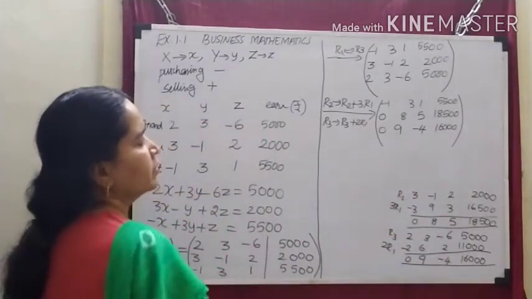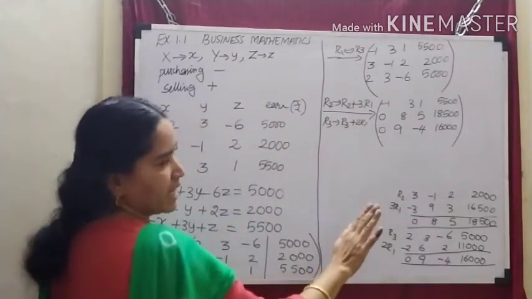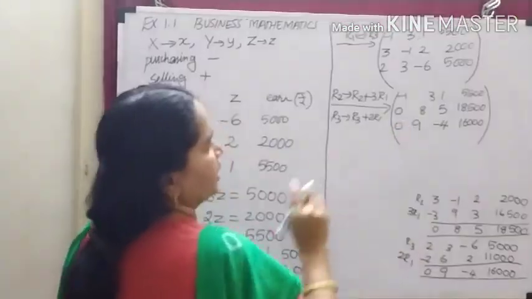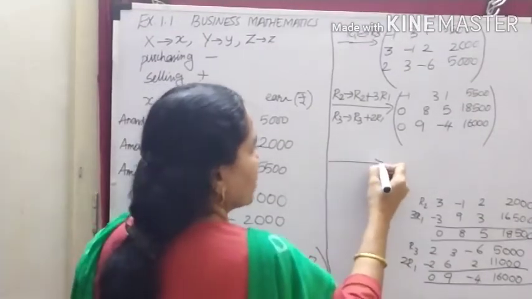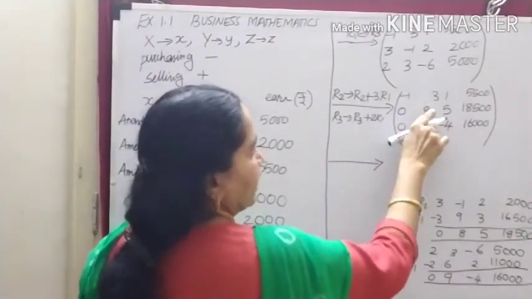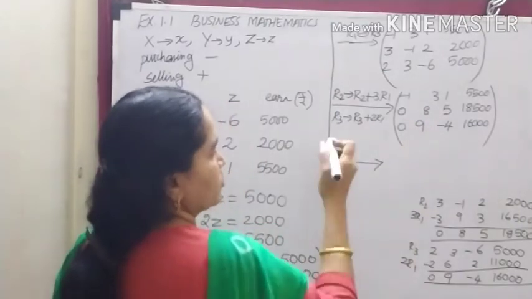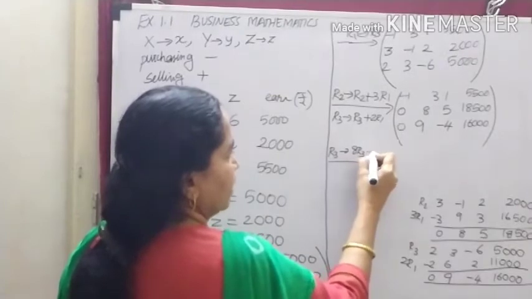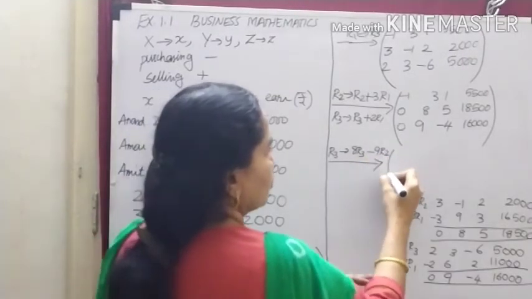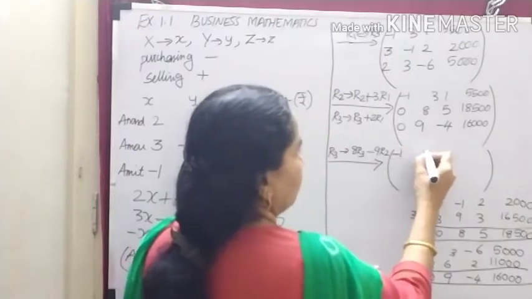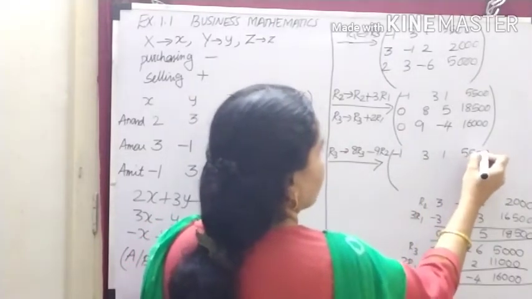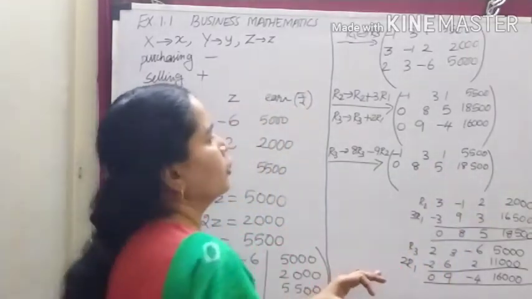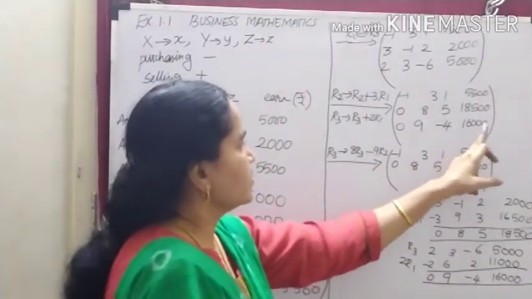The next step. In the first column, 1, 0, 0 has arrived. Whether it is plus 1 or minus 1 doesn't matter. I need to bring 0 here. So what should I do? Here I can multiply by 9, here I can multiply by 8. So R3 becomes 8R3 minus 9R2. First row copy as it is. Second row copy as it is. For the third row, multiply all this by 8.